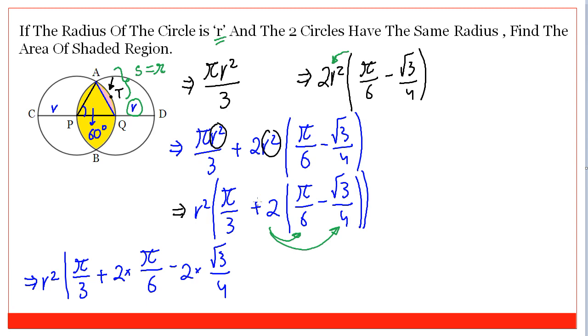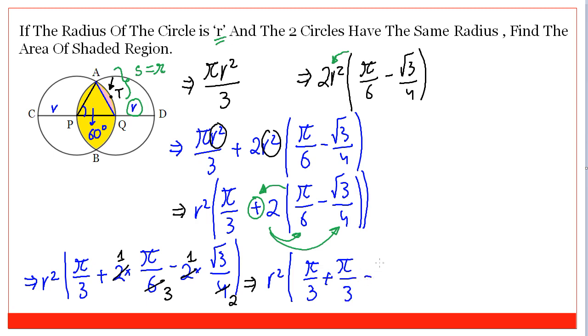Please note that there is a plus sign, so I can open the bracket directly, and I don't have to change the signs like we do with a minus. Now, after cancelling some common factors, here we get 1 and here we get 3. Two twos are 4. After simplification, we get R² multiplied by π/3 plus π/3 minus √3/2.